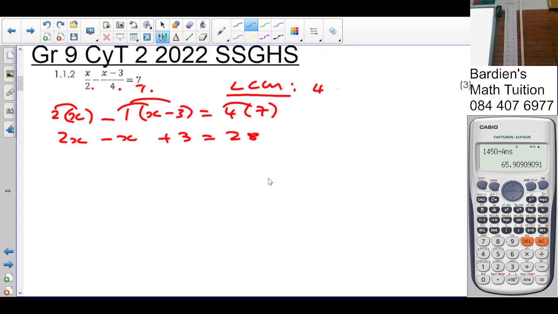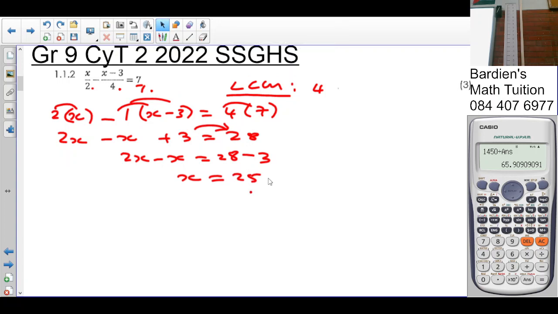X is one side, numbers are the other side. So we take that over. So 2x minus x is equal to 28 minus 3. 2x minus x is x, 28 minus 3 is 25. You can only drop the denominator in an equation. Okay. Let's carry on.